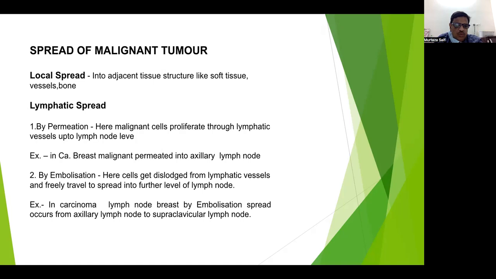Second, by embolization. Here, cells get dislodged from lymphatic vessels and freely travel to spread into a further level of lymph node. So that is the second type of lymphatic spread, by embolization. First is by permeation, for example carcinoma breast to lymph node. By embolization, spread occurs from the axillary node to the supraclavicular lymph node.